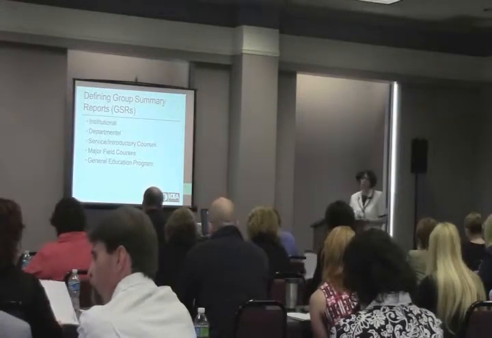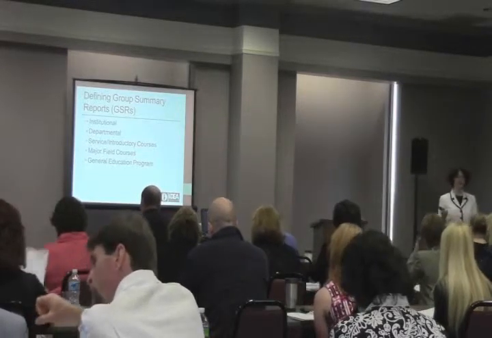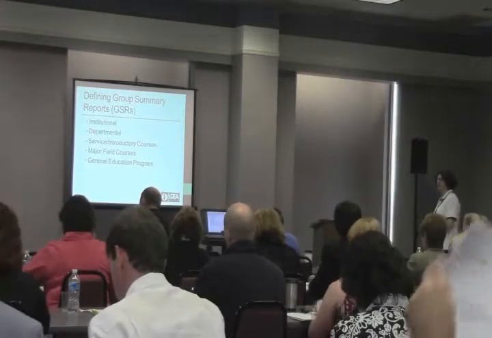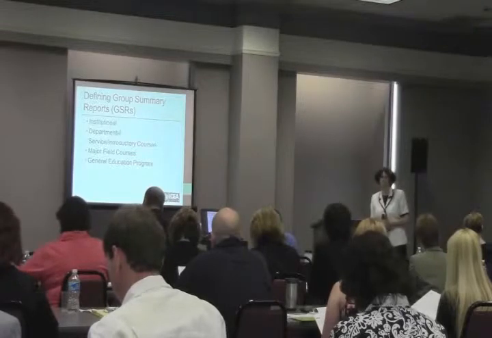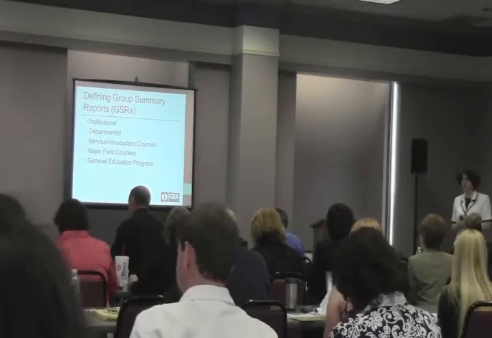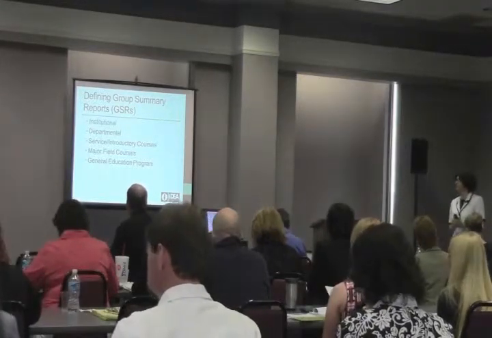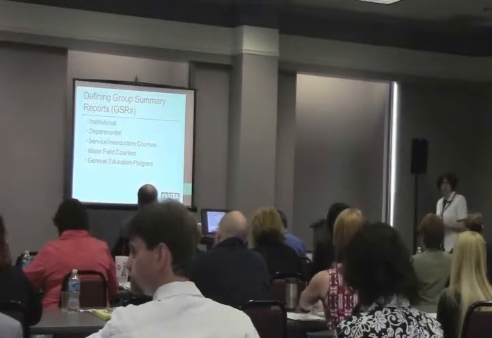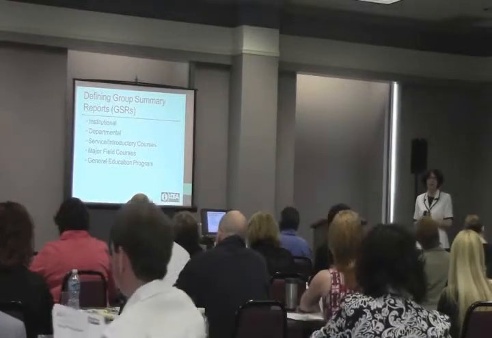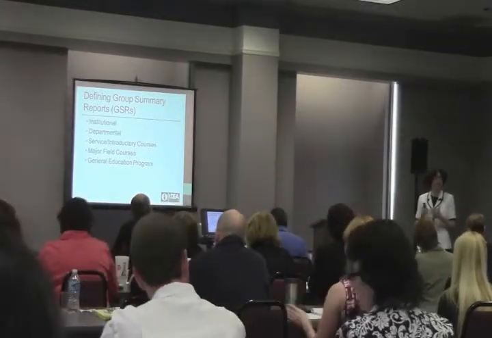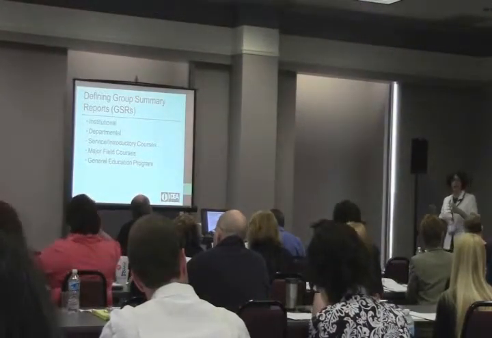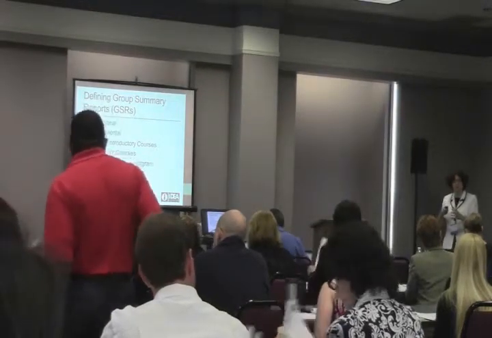Okay. So you can order an institutional group summary report, which I think you do each semester. It probably goes to the Office of Institutional Research. Each department can order its own report. You can get a report for different types of courses, service courses, introductory level courses, major field courses. You can get reports for programs, whether it's your general studies program or an education program, teacher preparation program, or a business marketing program, whatever it may be. You can order a group summary report to get information about how students are perceiving their learning as a whole.